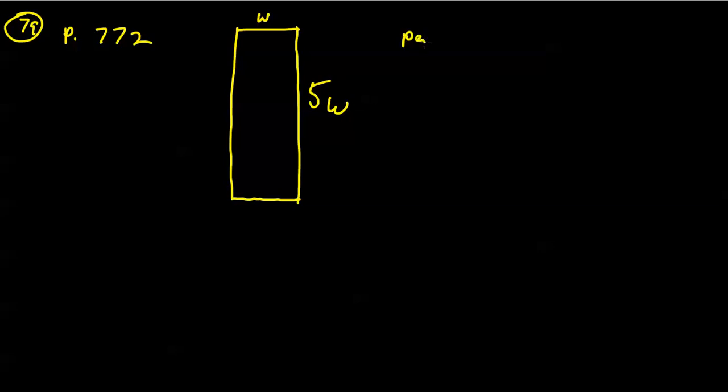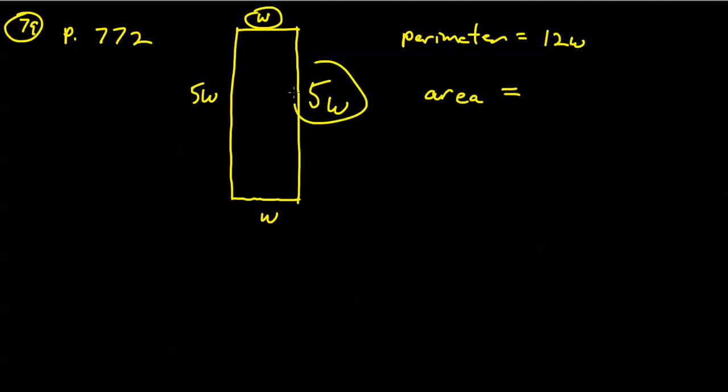Alright, well, the book's describing a perimeter and area. Well, I can't tell you what the perimeter is in feet, but I can tell you what it is in terms of W. If you've got a rectangle with opposite sides of equal length, if I add up all these sides of the rectangular area, I get 12W. 5W plus 5W plus 1W plus 1W is 12W. Okay? Similarly, I can't tell you what the area is, but I can tell you in terms of W what it is. The area is going to be your length times your width. W times 5W is 5W squared.